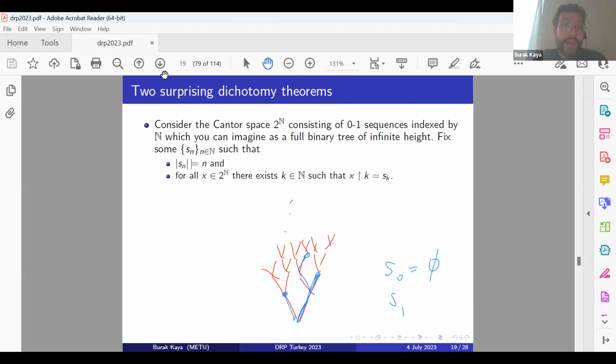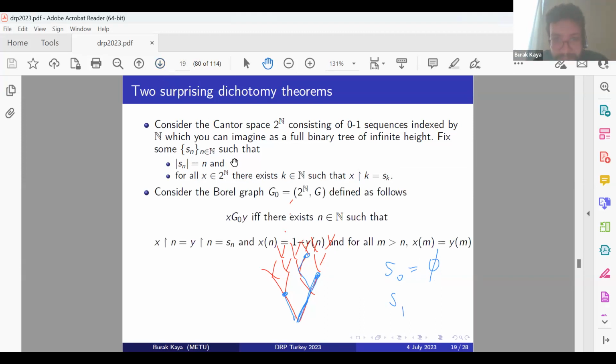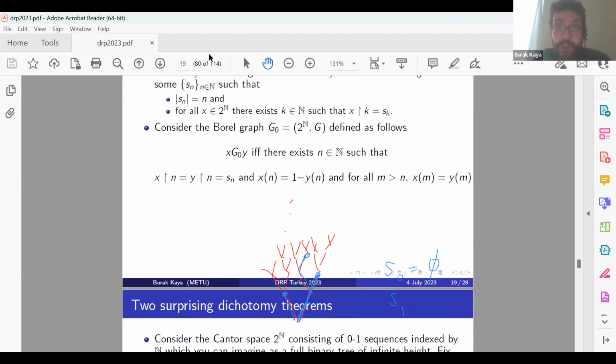Okay? And the G0 graph obtained from this is defined as follows. Two sequences in the Cantor space are connected if the following happens. There is an n such that when you restrict both of them to n, you get s_n. And then at the nth entry, they differ. If this is 0, this is 1. If this is 1, then this is 0. And afterwards, they're the same.